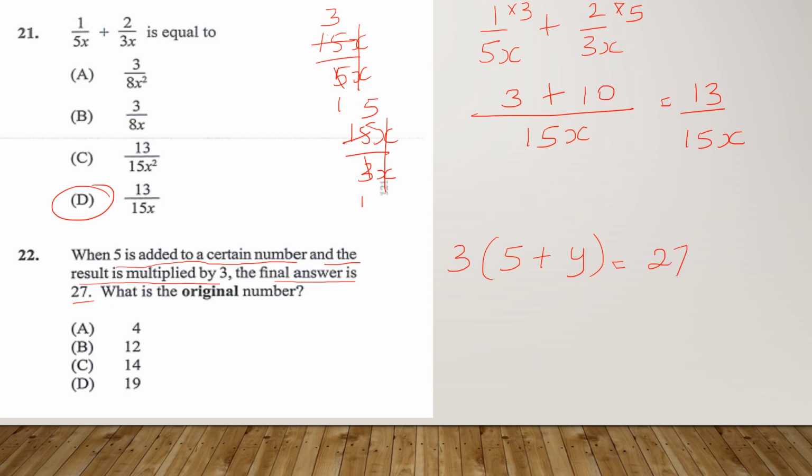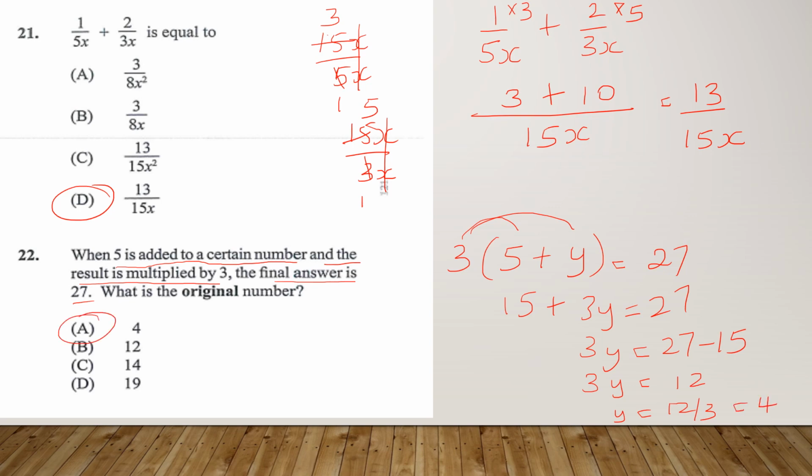So that's going to give us, when we multiply 3 by 5 is 15, plus 3 by y is 3y equals 27. 3y equals 27 minus 15. 3y is equal to 12. So y is equal to 12 over 3, which is 4. So our original number was 4.